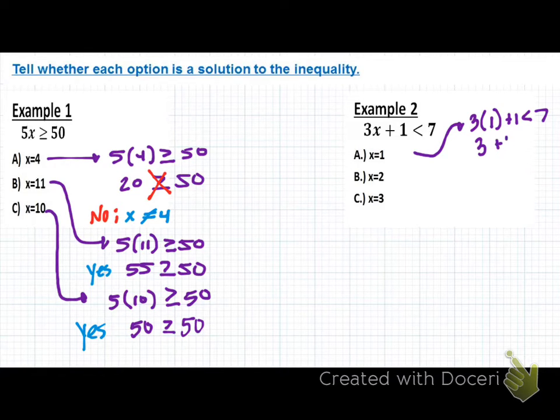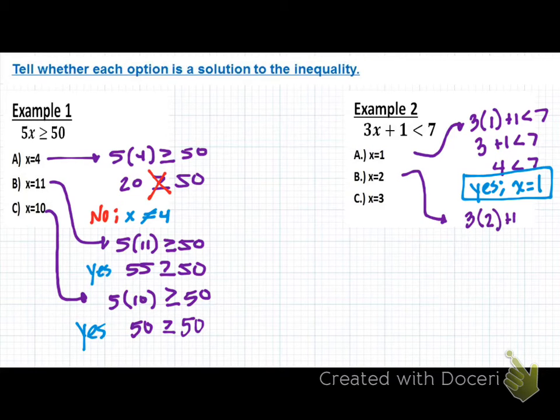3 times 1 is 3, plus 1 is less than 7. 3 plus 1 is 4. 4 is less than 7, therefore, is that true? Yes. So then we would write, yes, x is equal to 1. So this is kind of more of where I'm looking at you doing your work. It should look like that. Okay, your answer should look like that, or like a complete sentence answer. Let's do the next one.